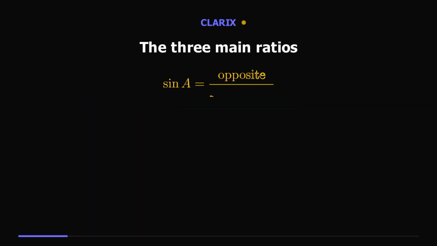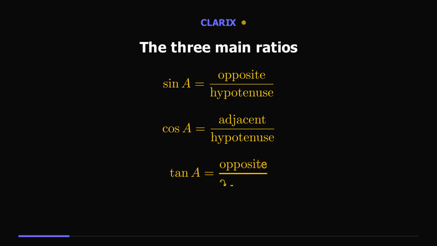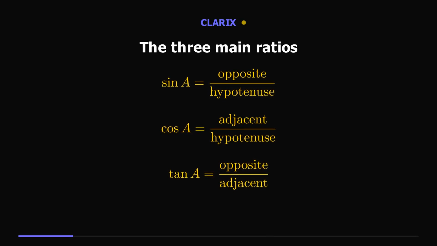Now the 3 main ratios. Sine of A is opposite over hypotenuse. Cosine of A is adjacent over hypotenuse. And tangent of A is opposite over adjacent. A quick way to lock these in: sine ties the opposite to the hypotenuse, cosine ties the adjacent to the hypotenuse, and tangent skips the hypotenuse entirely. It's just opposite over adjacent.